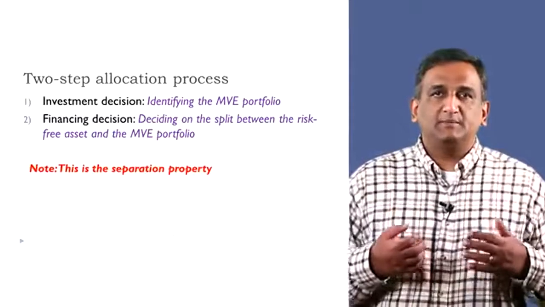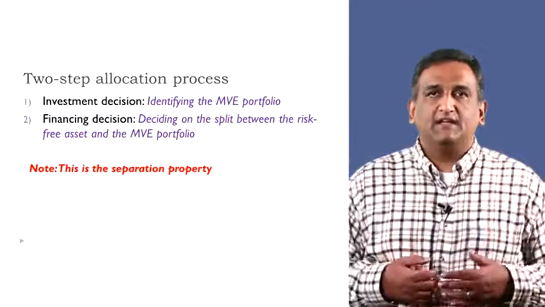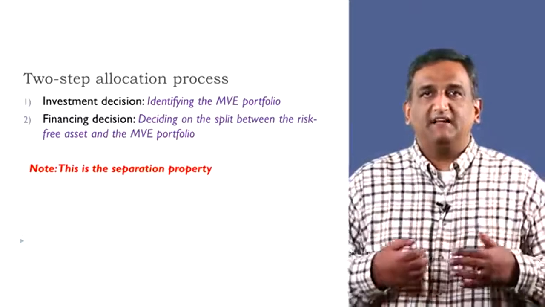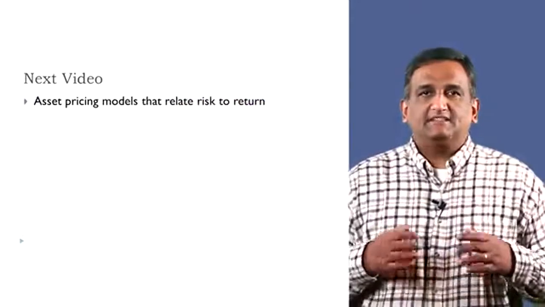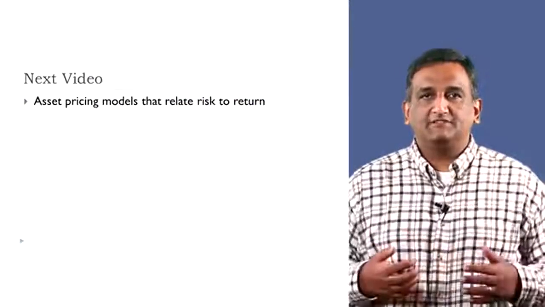This is the separation property because it consists of two independent tasks, namely the investing and financing decisions. Next time, we will start talking about asset pricing models that relate risk to return.